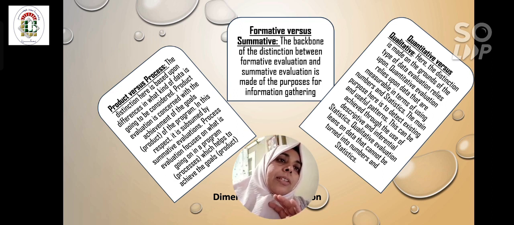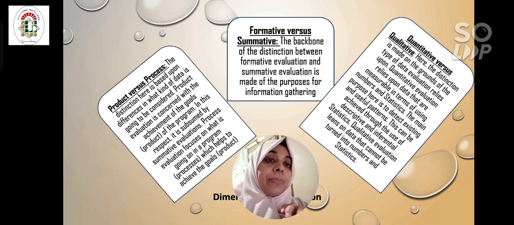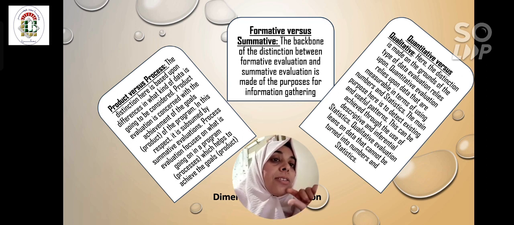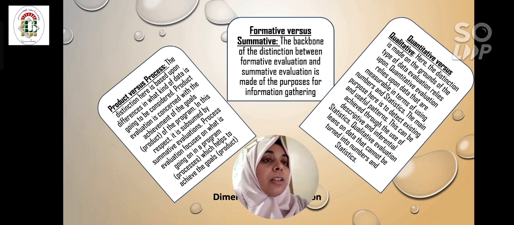In terms of using numbers and statistics, the main purpose here is to detect existing and useful patterns. This can be achieved through the use of descriptive and inferential statistics. Qualitative evaluation leans on data that cannot be turned into numbers and statistics. So it is a form of feedback, which can be in the form of anecdotes, sentences, or just words to describe the level of these students. Okay.